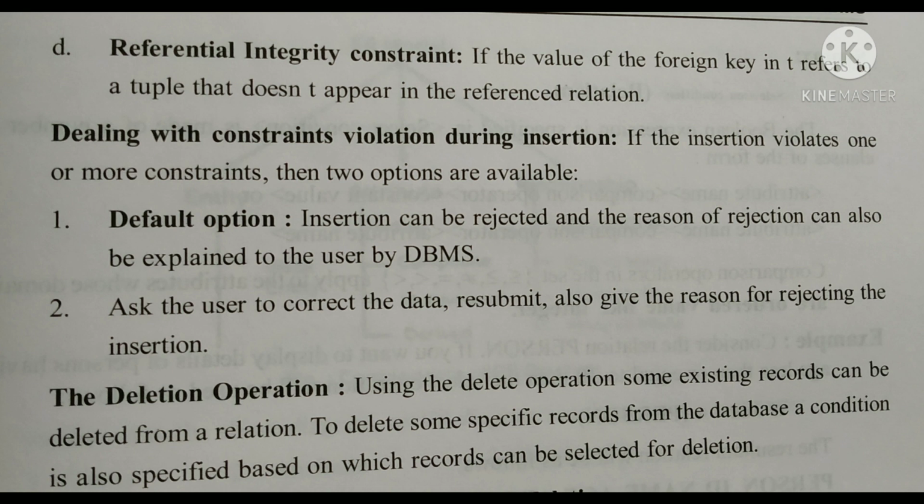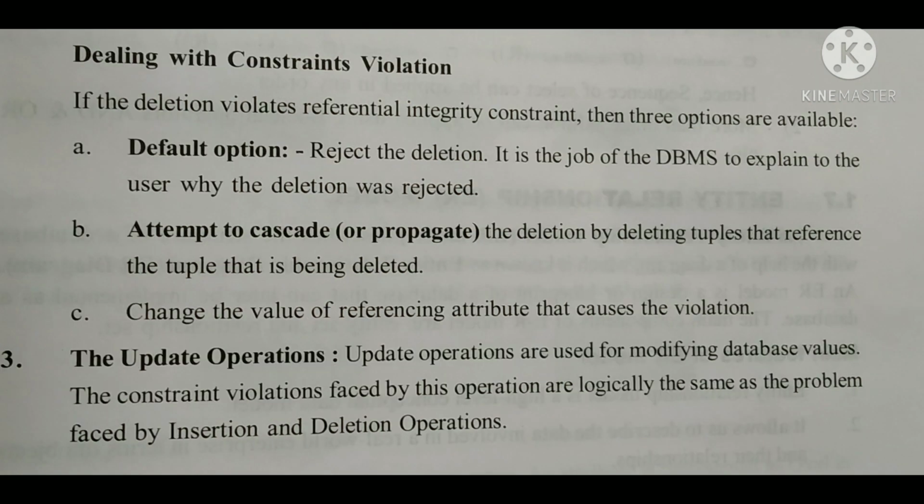Dealing with constraint violations during insertion: if the insertion violates constraints, then two options are available. First is the default option: the insertion can be rejected and the reason for rejection explained to the user by the DBMS. The second is to ask the user to correct the data and resubmit, also giving the reason for rejecting the insertion. These are the violations that can occur when inserting values.